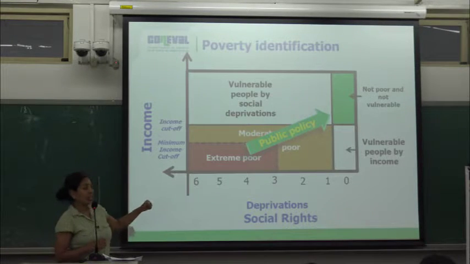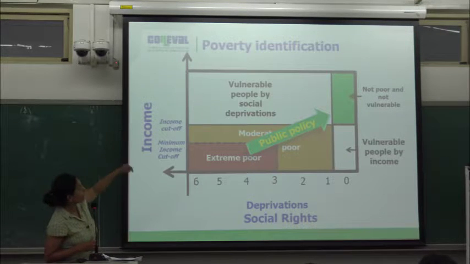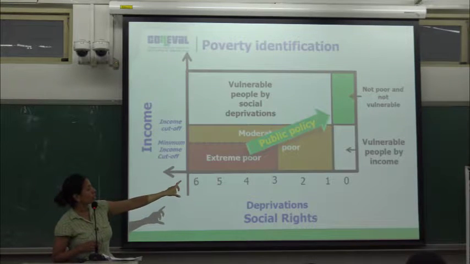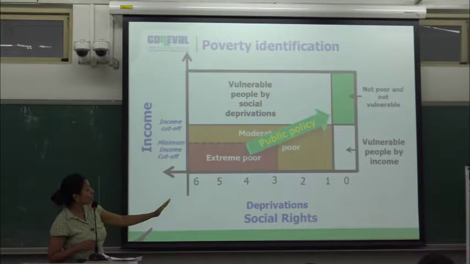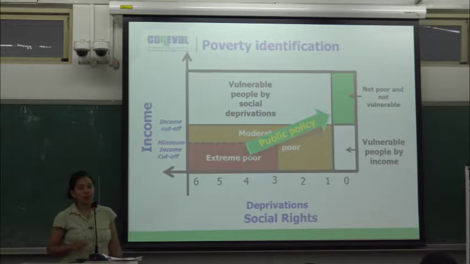And there are some people that are vulnerable to poverty because of social deprivations, because they experience some deprivations, but they are above the income cutoff. So this is the white rectangle on the top left corner. And there are people that are vulnerable to poverty in terms of income because they do not experience any deprivation in social rights, but are below the income poverty line. And the green rectangle represents the nirvana case, when no deprivation is experienced.